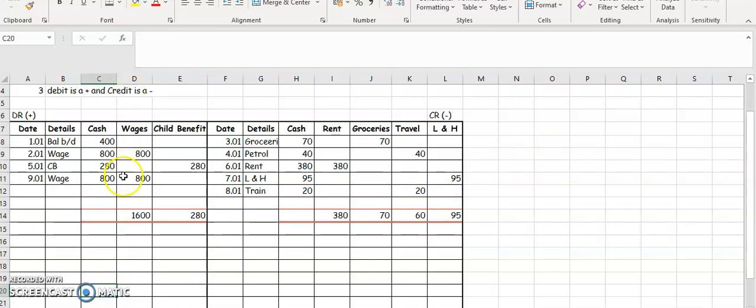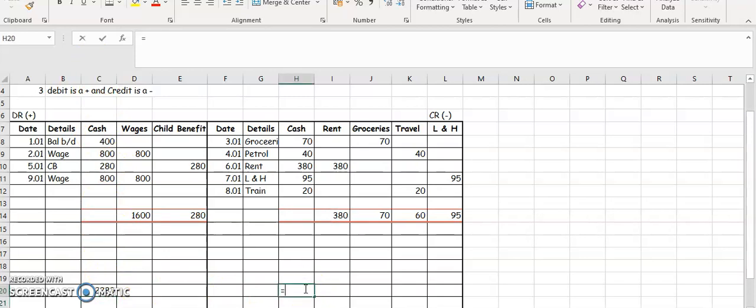So rough work, cash. I'm going to add up all my cash items. So 400 plus 800 plus 280 plus 800. So the money coming in to our debit side is 2,280. That's how much cash we have coming in. How much have we gone out?